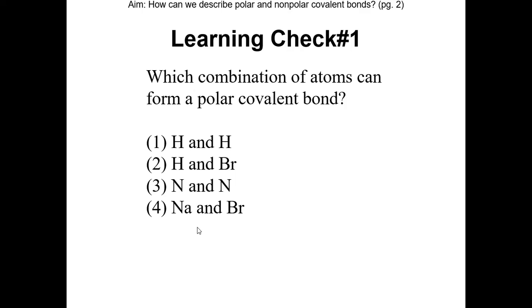Let's do a learning check. Which combination of atoms can form a polar covalent bond? Pause the video and resume once you complete it. So the answer is choice 2.